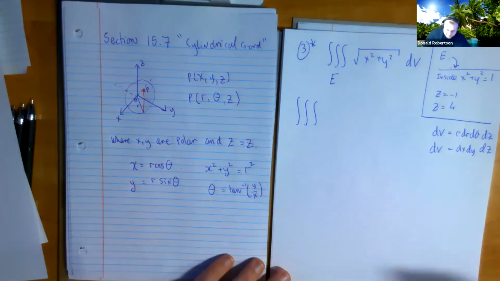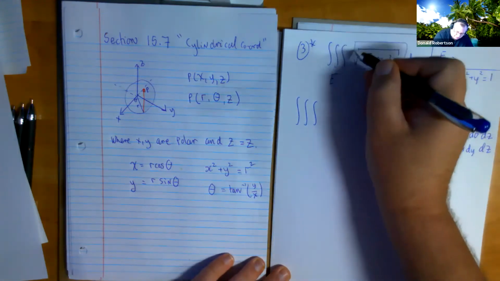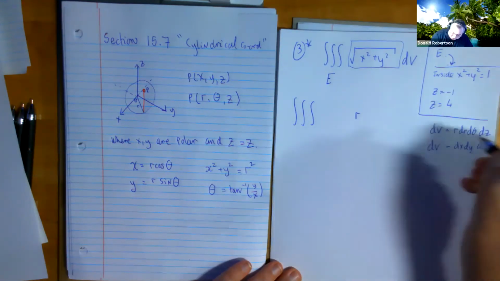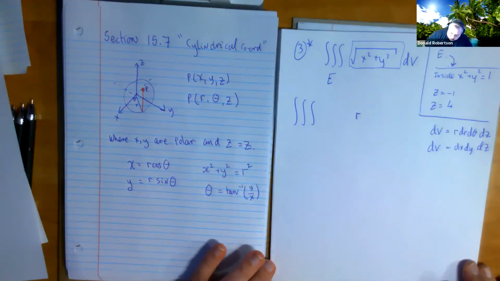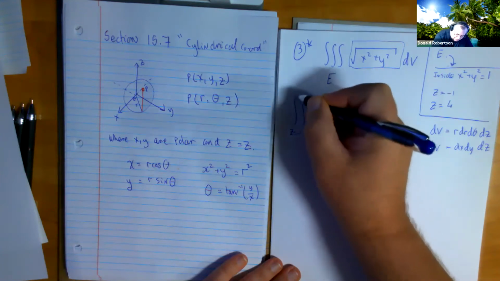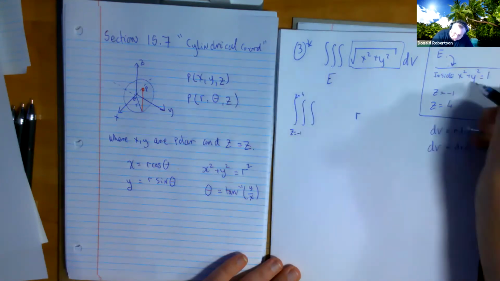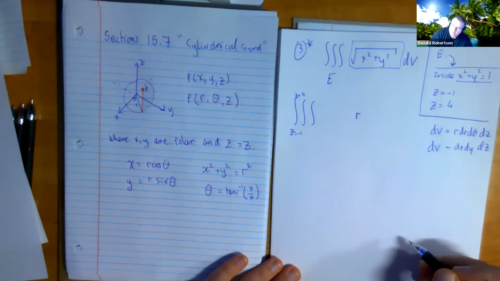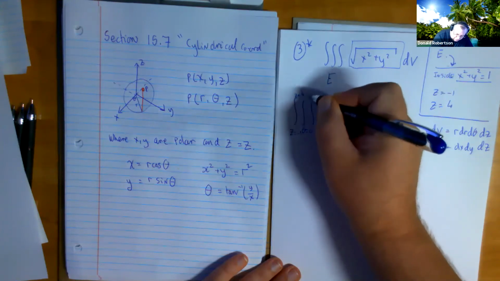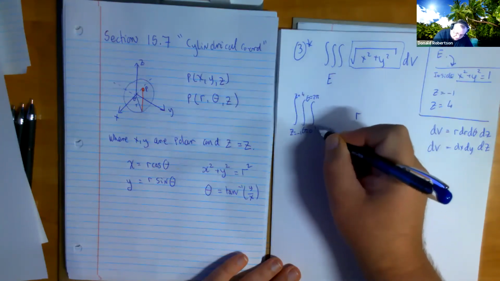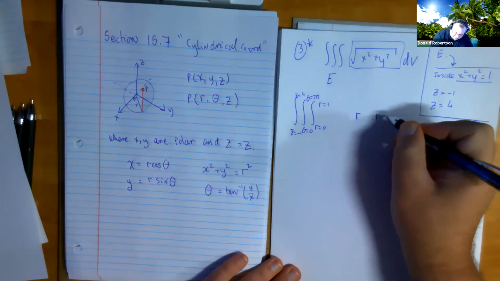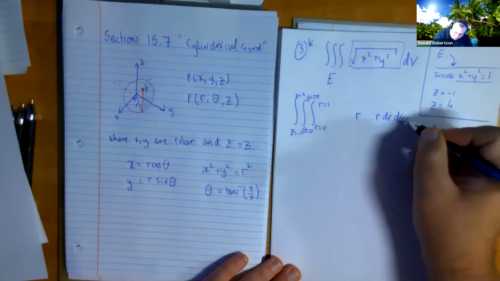Right, so let's see what we have. What's this equal to? r. That was easy. r dr d theta, right? In this case here, doesn't z go from -1 to 4? And isn't this an entire circle, radius 1? So that means I could do theta equals 0 to theta equals 2 pi, and r equals 0 to r equals 1 of r dr d theta dz.